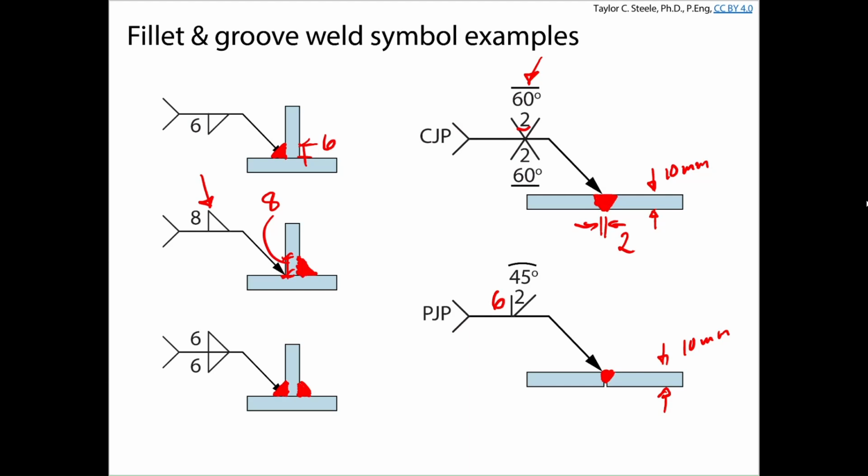Katie? What did you say, PJP? Partial joint penetration weld. So partial joint penetration, as opposed to complete, where the weld goes all the way through the joint.